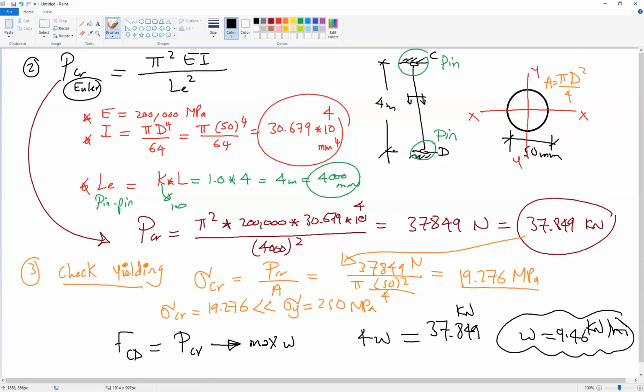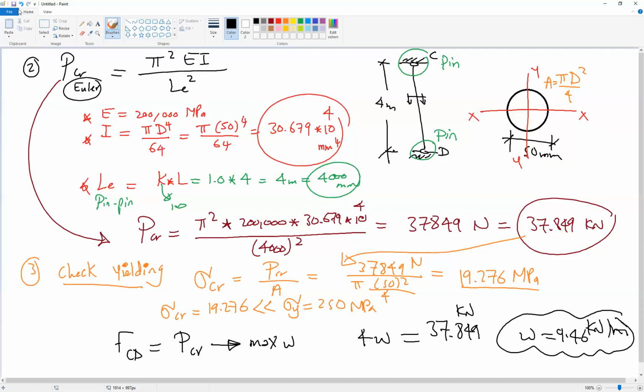Just a question. Yeah, okay. What would have happened if this might have failed due to yielding? If this failed due to yielding, do you have any other question here? No, that's it.